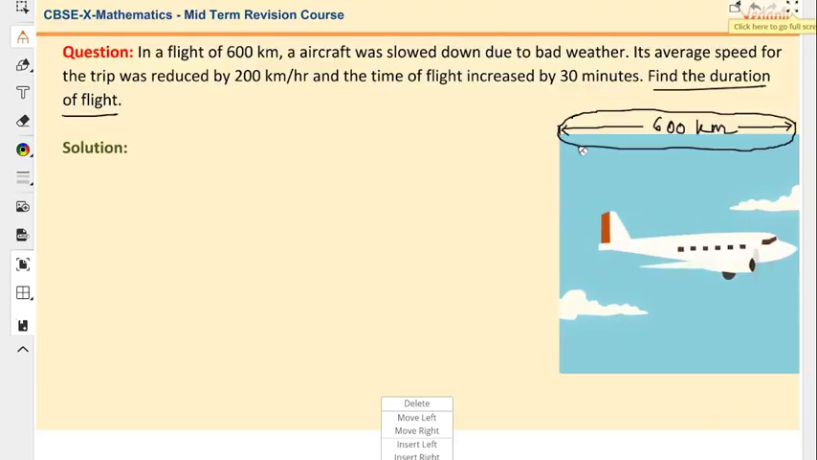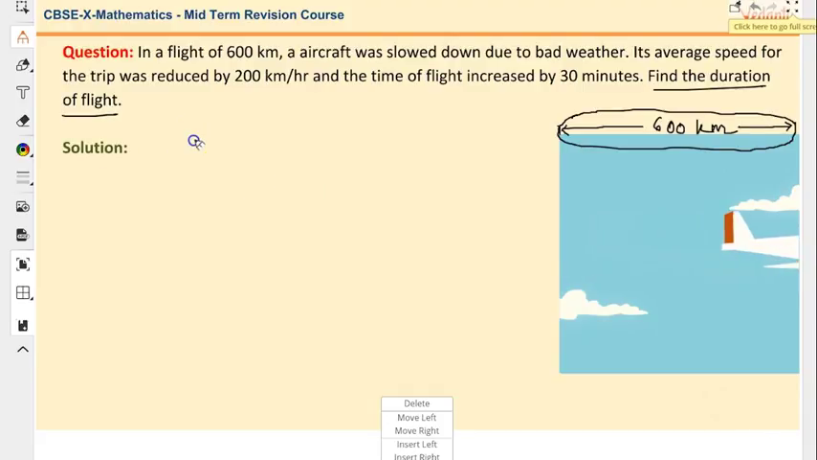So its average speed was reduced by a given amount, and the time of the flight increased by 30 minutes. Now they are asking: if it goes at the same average speed without the decrement, how much time will it need to reach the destination?